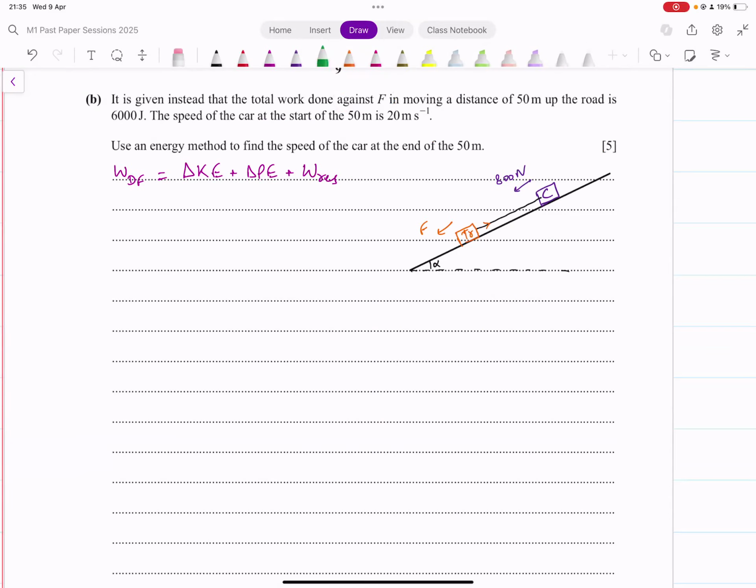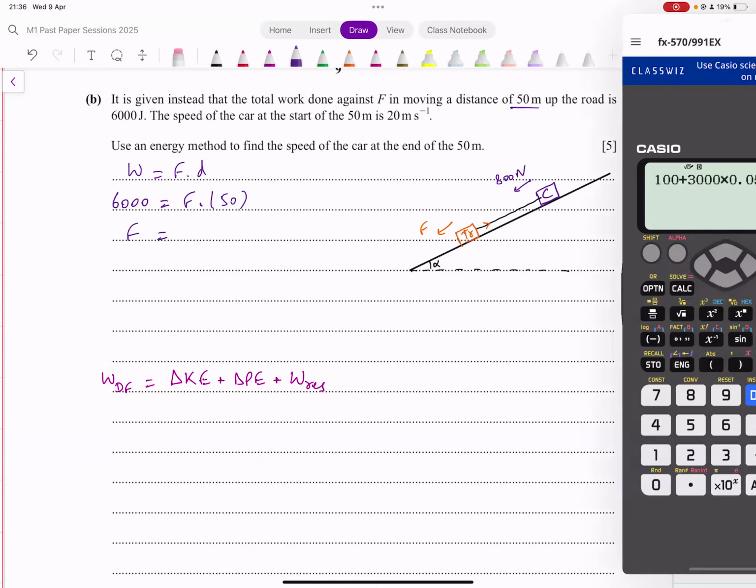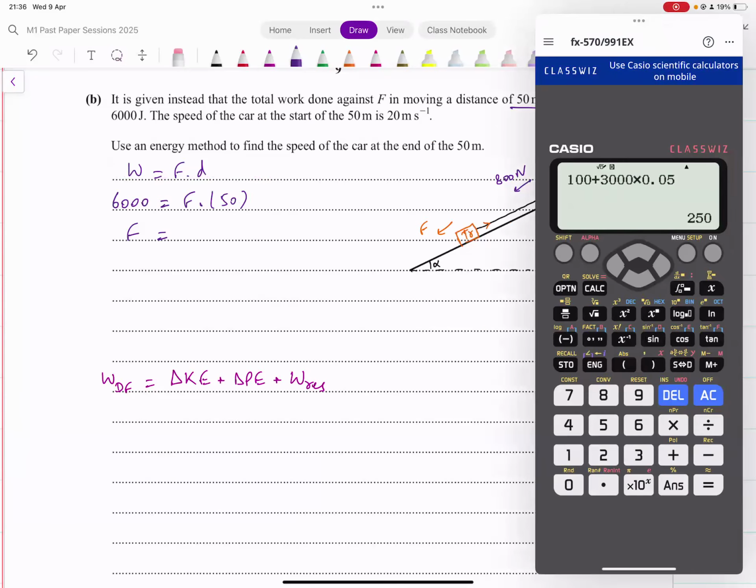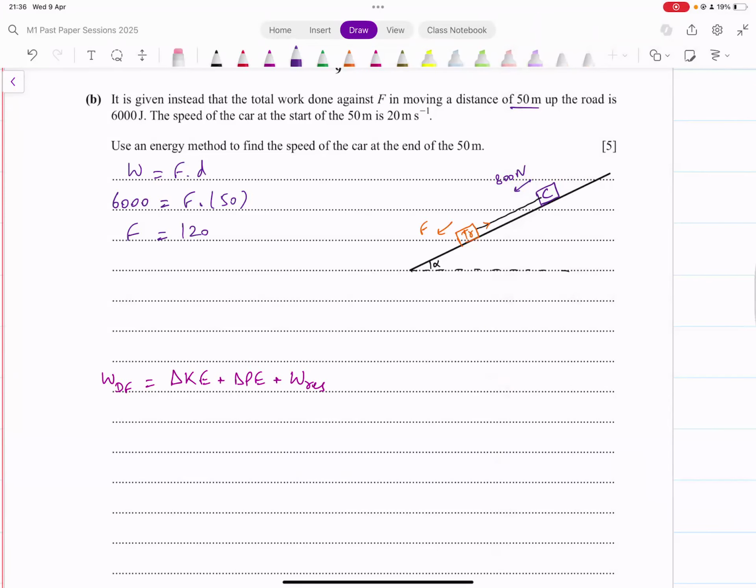Now, let's just stop there. Can we find the value of F from that? We are given work done and we're given the distance traveled, 50 meters. Work is F times D, right? Work done against resistance is 6,000. That equals F times the distance of 50 meters. The value of F will turn out to be 6,000 over 50, which is 120. 120 Newton. That's the value of F that we get. That's the value of resistance.